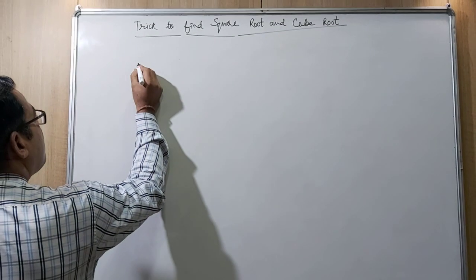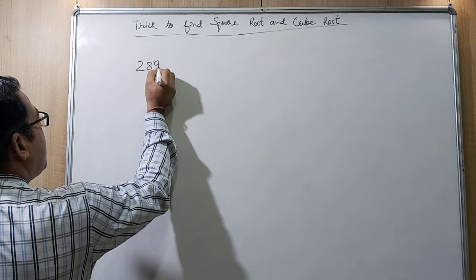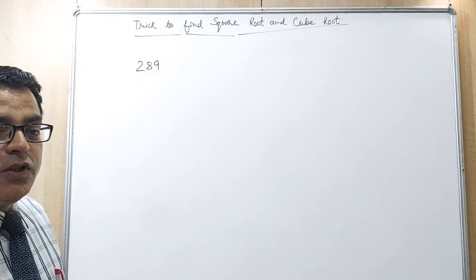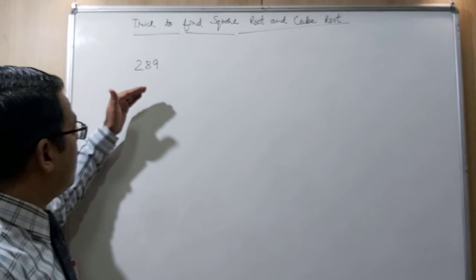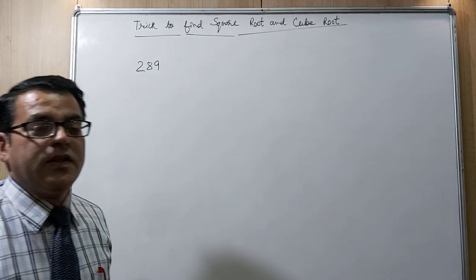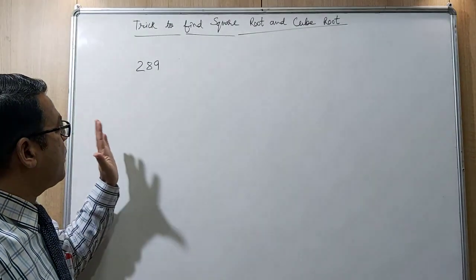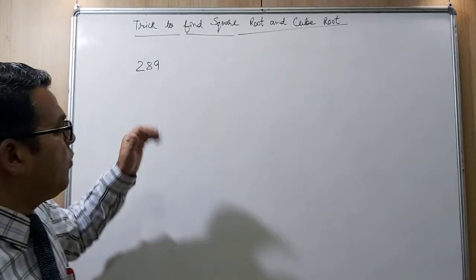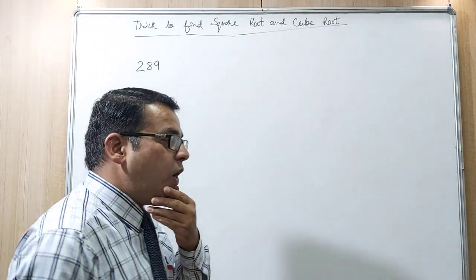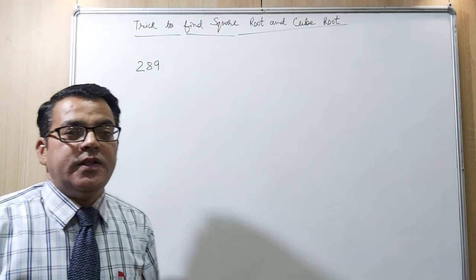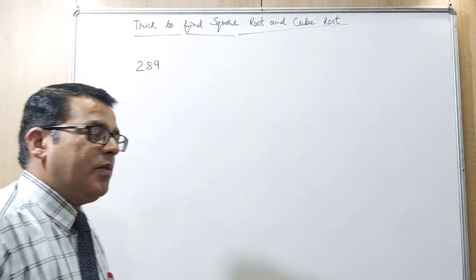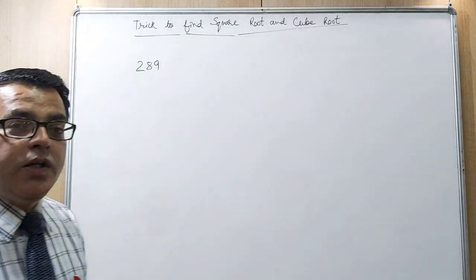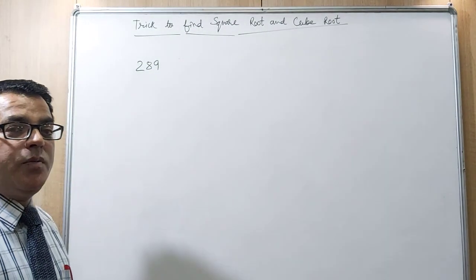Suppose you want to find the square root of 289. First, the square root of a 3-digit number. I'm going to tell you how we can find it. But before moving ahead, we should know squares of numbers till 10. Not only till 10, you have to learn the squares of numbers till 20.